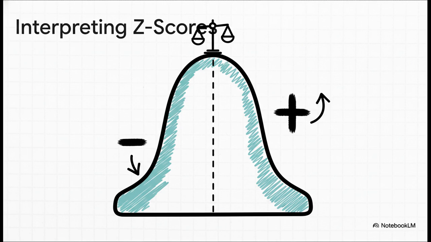And interpreting a z-score is just as easy. If it's positive, your value is above average. If it's negative, it's below average. And a z-score of 0? Well, you are perfectly smack dab in the middle, average.